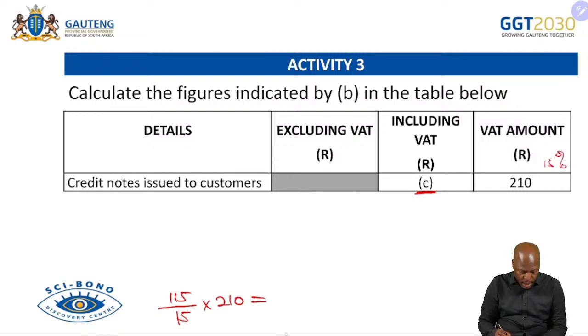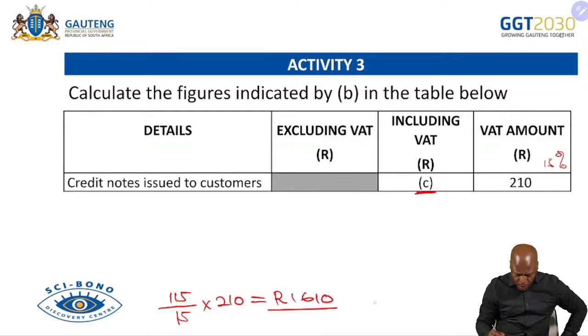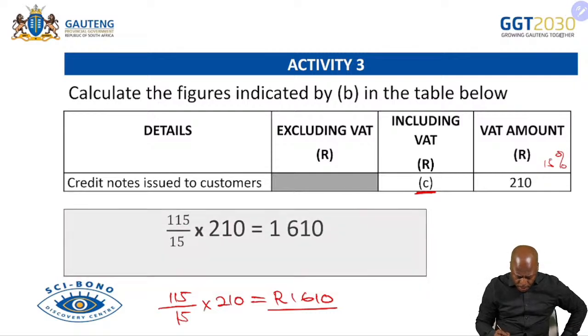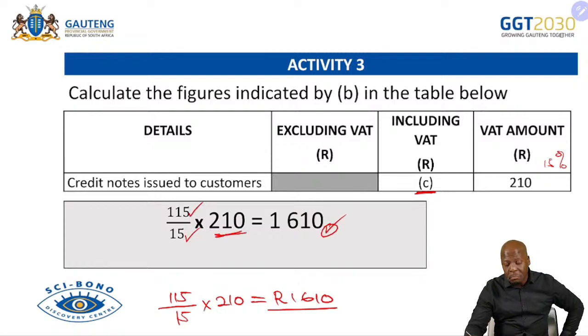How much do we get? Thank you. Someone is saying it's 1,610. All right, so that becomes your C. Let's see how it would appear. It would be 115 over 15 multiplied by 210. It gives you 1,610. Simple.